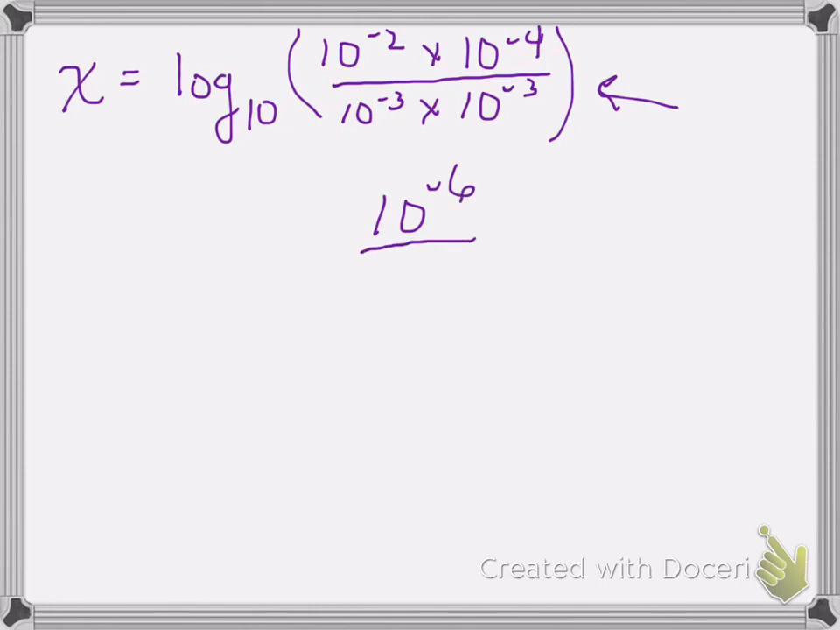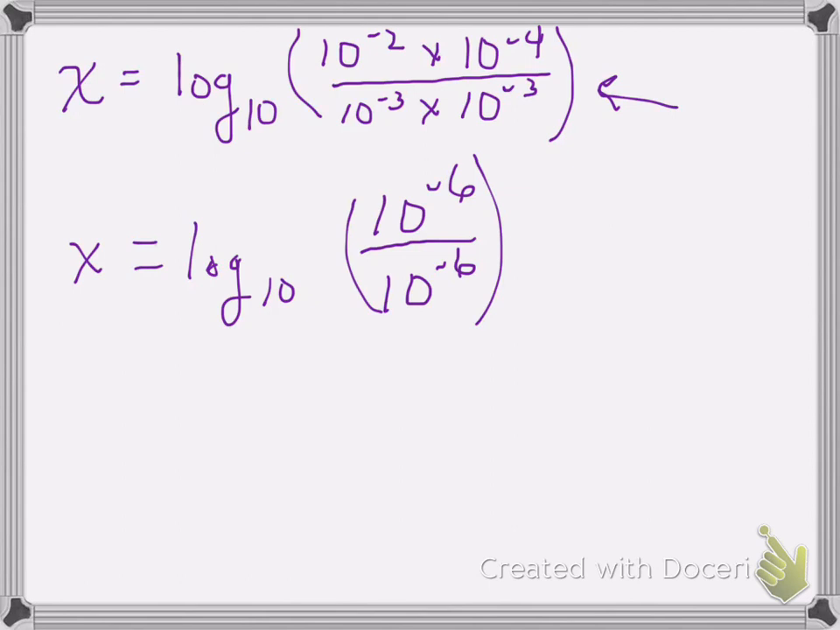The denominator is going to be 10 to the minus 3 times 10 to the minus 3. So I add the two negative 3's together, and it turns out that comes to 10 to the minus 6 as well. Okay, so that's what we have so far. And remember, this whole log base 10 is still there, and I can still calculate x.